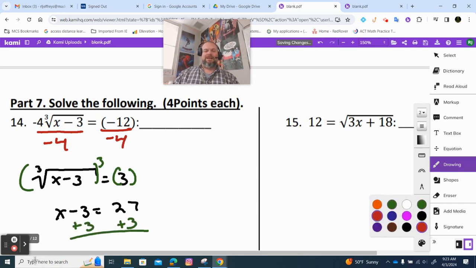All right, so our final answer is x equals 30.